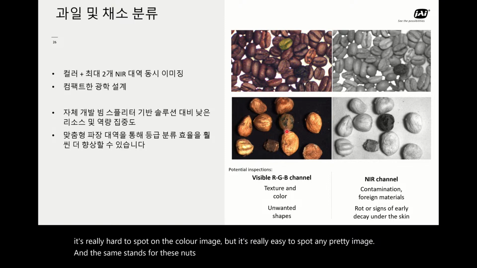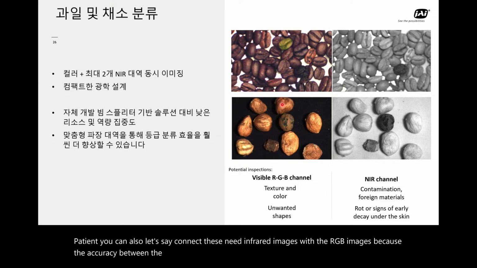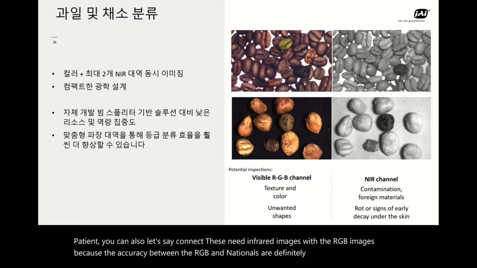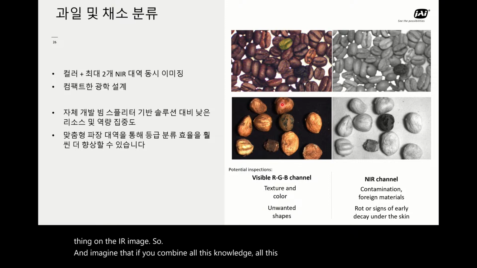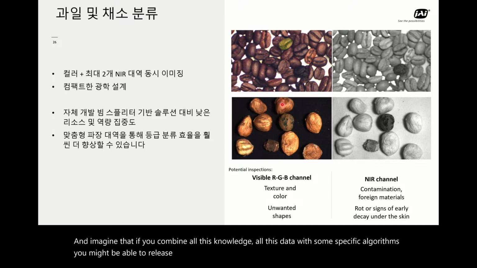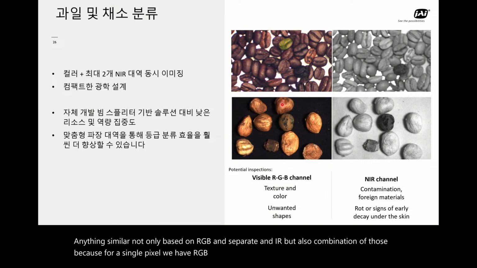As I mentioned, you can also connect these near infrared images with the RGB images, because the accuracy between the RGB and NIR channels is definitely below 1 pixel. So that means that whatever you are looking at on your RGB image, you are looking at the exact same thing on the NIR image. So you can imagine that if you combine all this knowledge, all this data, with some specific AI algorithms, you might be able to really sort your nuts, your vegetables, anything similar, not only based on RGB and separate NIR, but also a combination of those, because for a single pixel you have RGB and NIR, or RGB and 2 NIR channels.